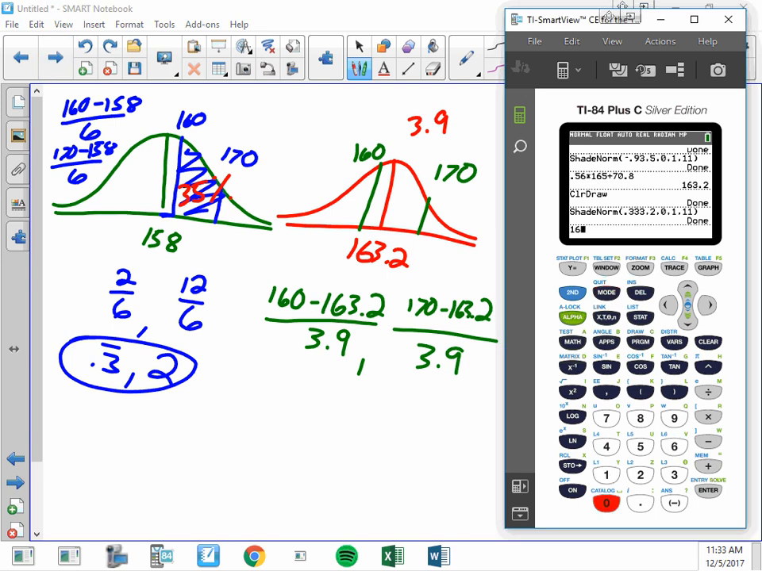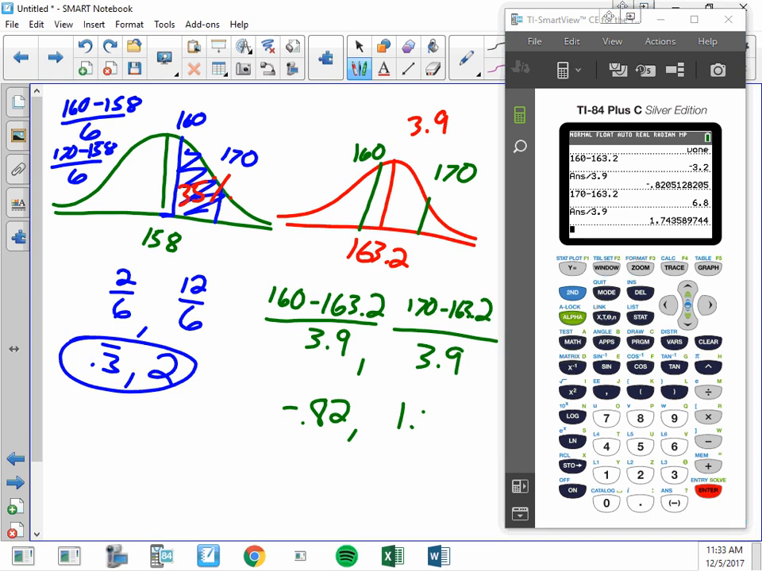So 160 minus 163.2. We'll divide that by 3.9. And I get the z-score of negative 0.82. And then 170 minus 163.2. And we'll divide that by 3.9. And I get 1.74. Now, would I expect my area to be larger or smaller than the last area I calculated?